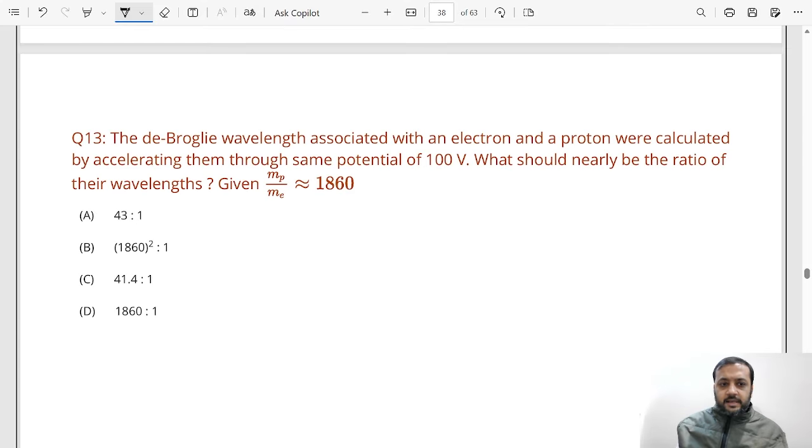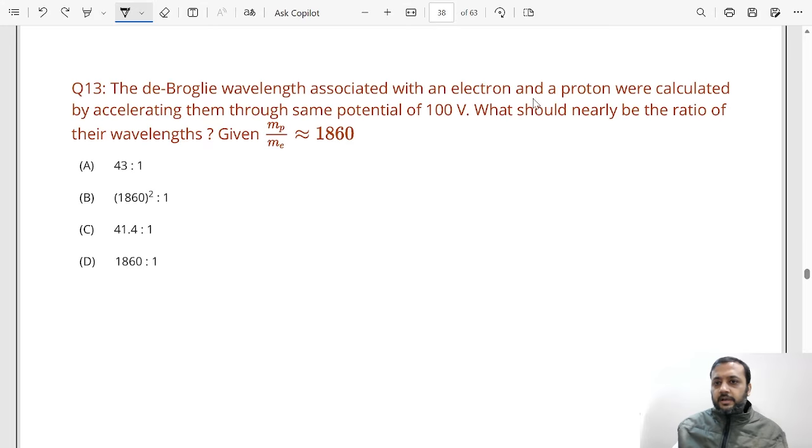See, in this question, what is happening is that the de Broglie wavelengths associated with an electron and a proton were calculated by accelerating them through the same potential of 100 volts. What would be nearly the ratio of their wavelengths? They have given the mass of the proton to the mass of the electron.